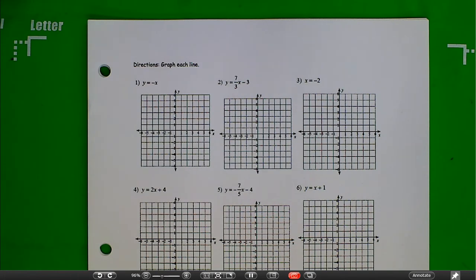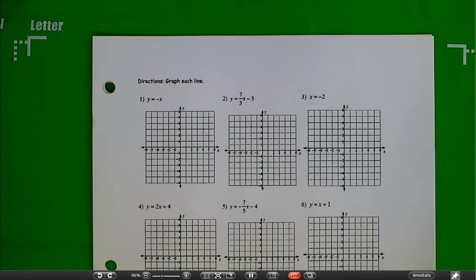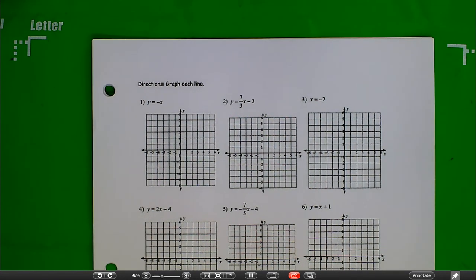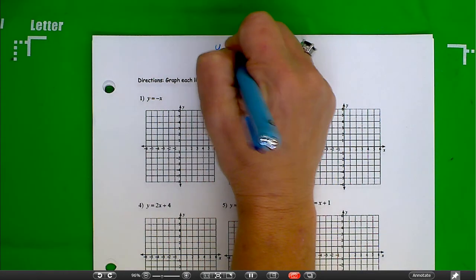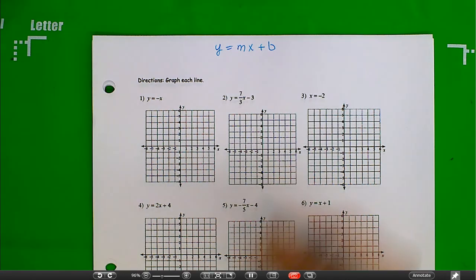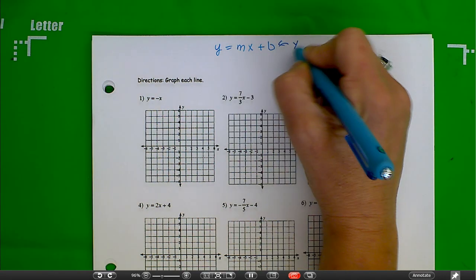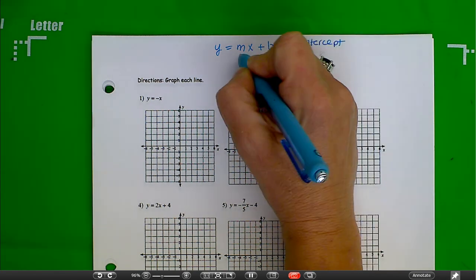Hi everybody, it's me, Miss You, and right now we're going to be working on the sheet I gave you in class, and we're going to be graphing equations. I want to remind you the equation of a line is y equals mx plus b. We have b is the y-intercept, and m is the slope.